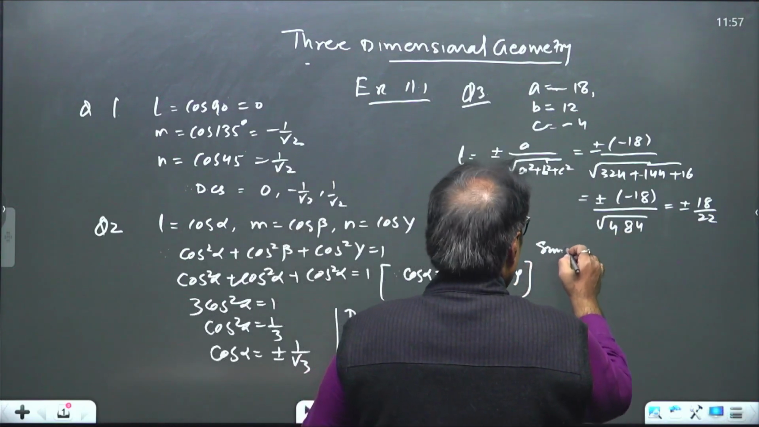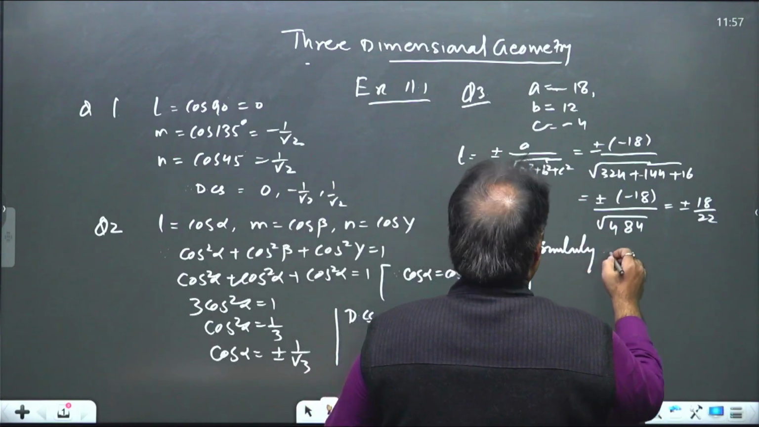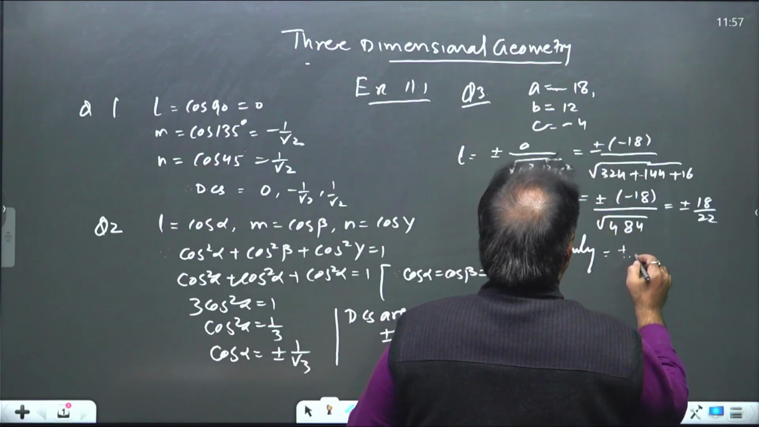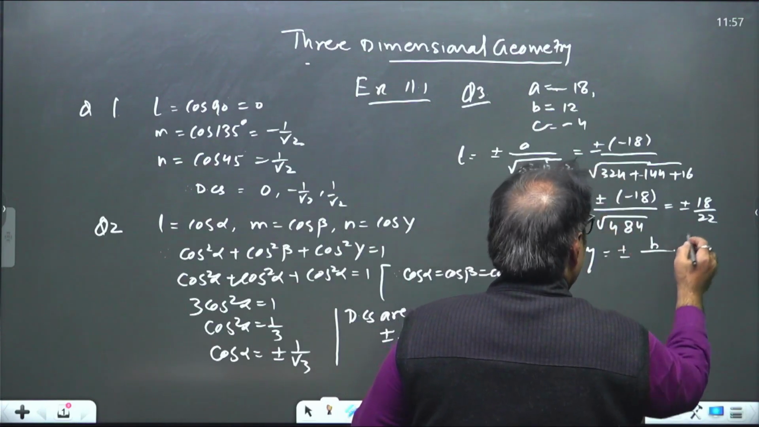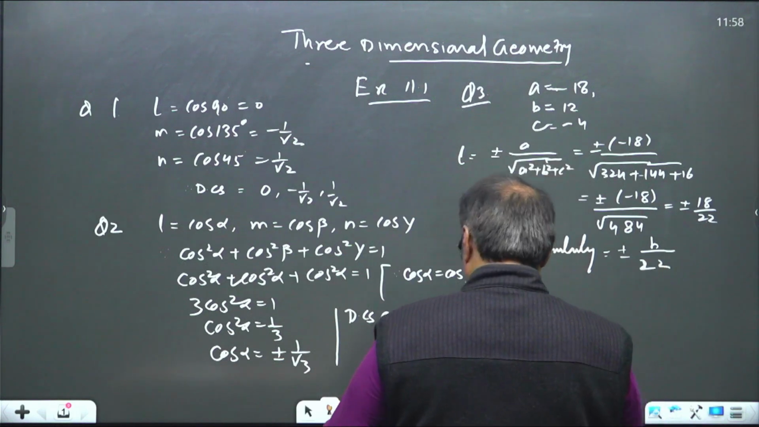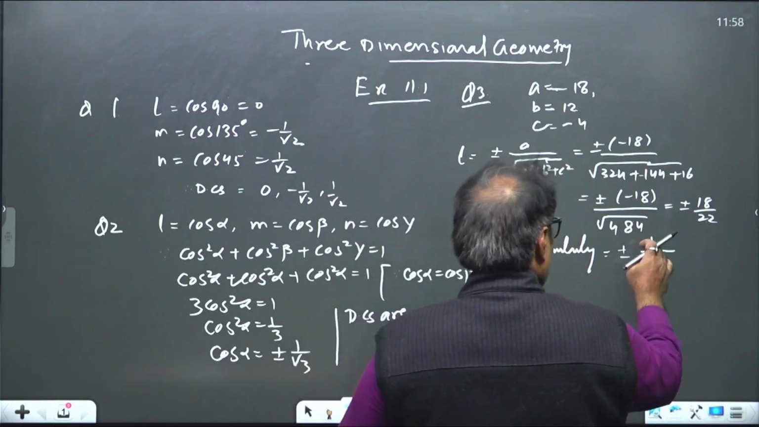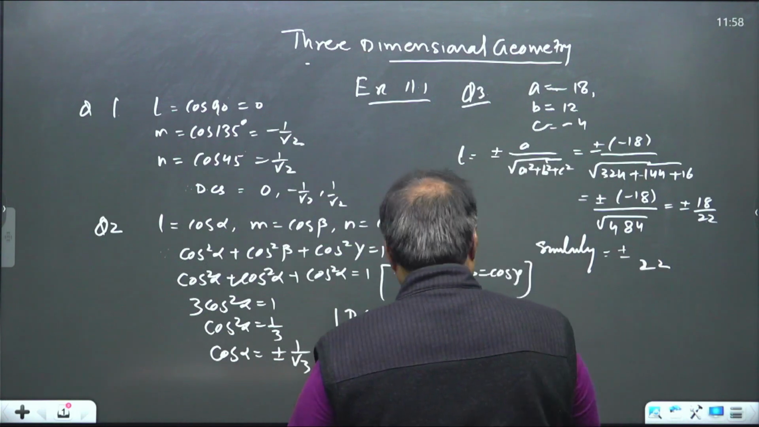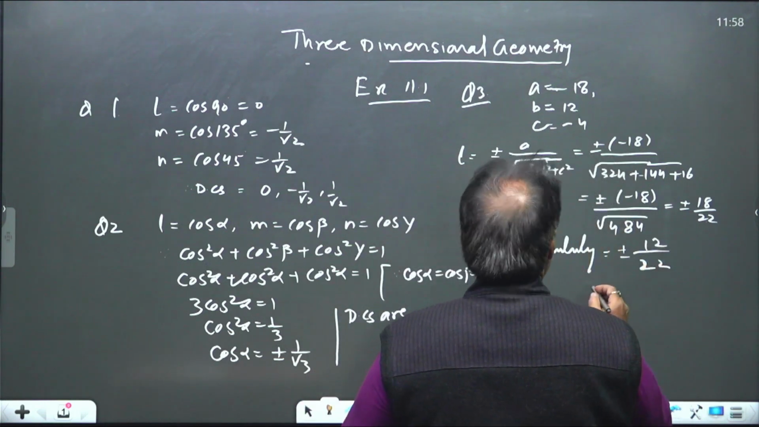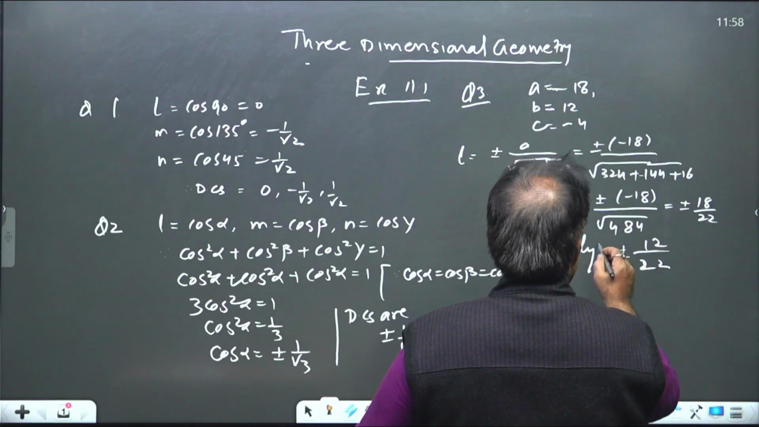Similarly, the value of m. What is m? m is equal to plus minus the value of b, and this value we have already calculated, so we will write the value of b is 12. So 12 upon plus minus 22, this is the value of m, right?